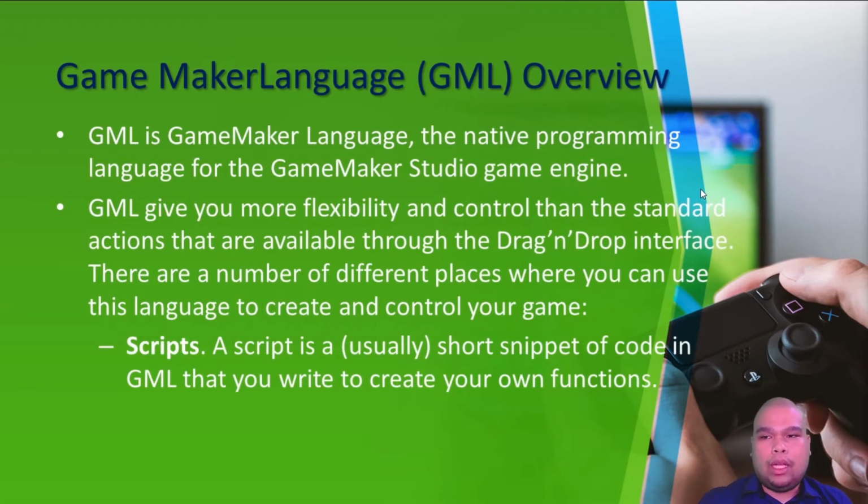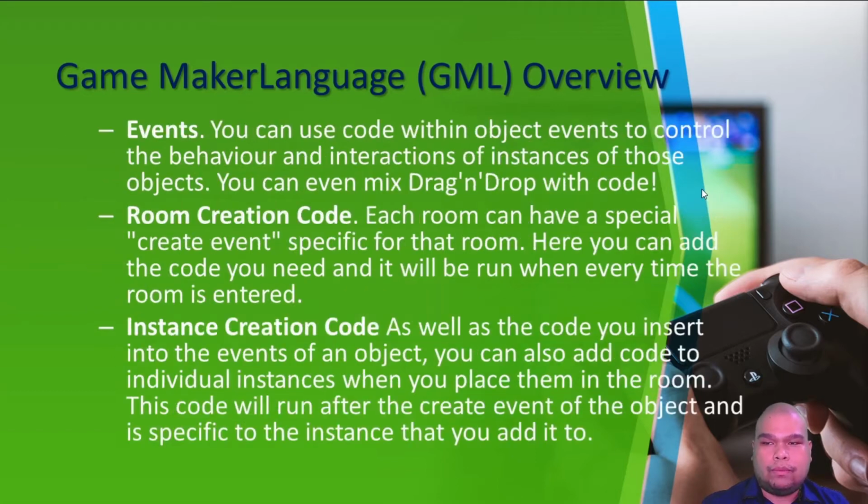So first, let's have an overview of your GameMaker language. GML or GameMaker language is the native programming language for the GameMaker Studio game engine. So GML gives you more flexibility and control than the standard actions that are available through the drag and drop interface. There are a number of different places where you can use this language to create and control your game. One of those examples will be your scripts. A script is a usually short snippet of code in GML that you write to create your own functions.